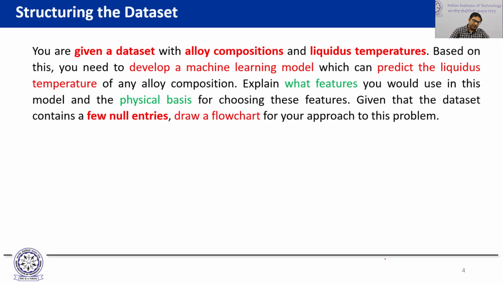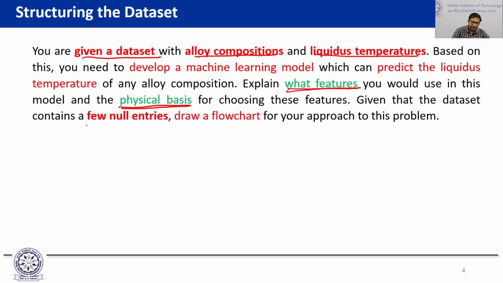Once you have your features and you already had the basic data set which had the inputs in terms of the alloy compositions and the target values in terms of the liquidus temperature, it is now time for you to start structuring the data set. So you already have a given data set which has the alloy composition and the liquidus temperatures. You have already now figured out which type of features you would want, based on the physical basis for selection of those features. So now it is time to structure the data set.